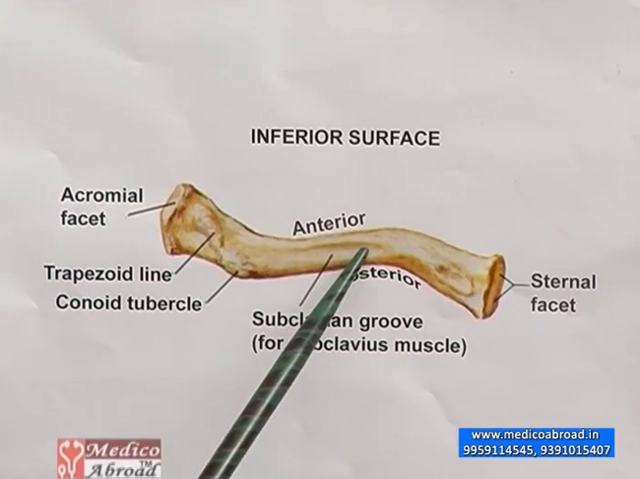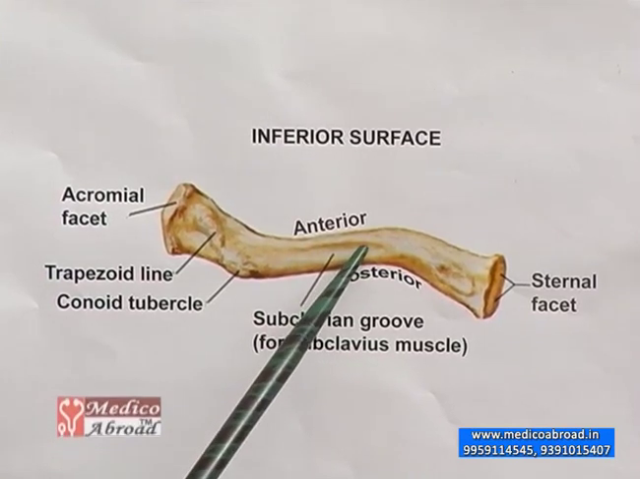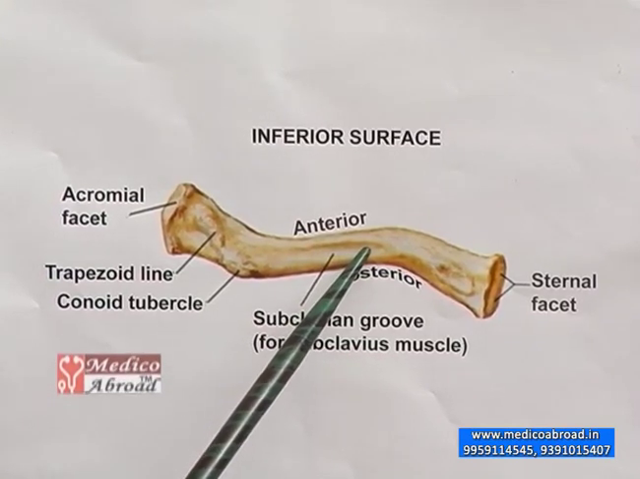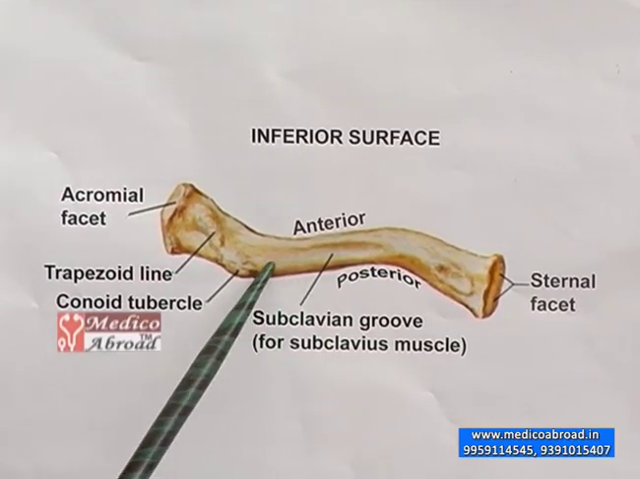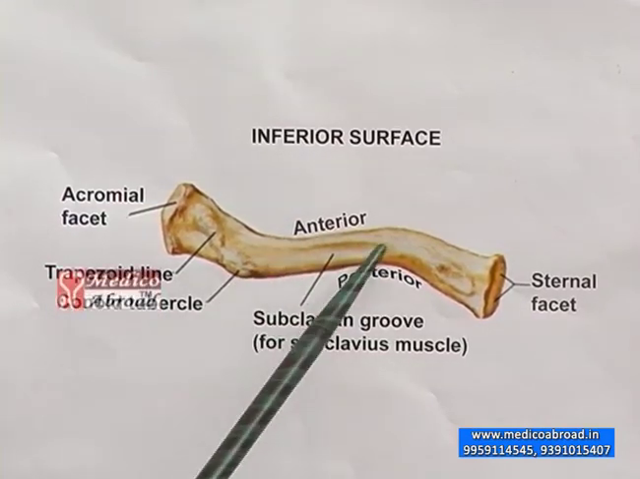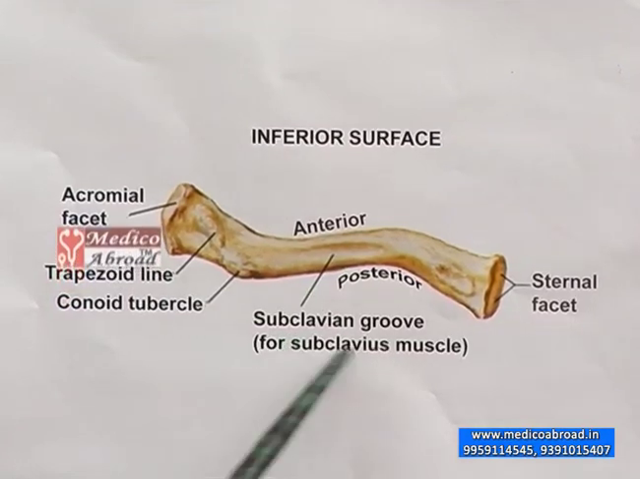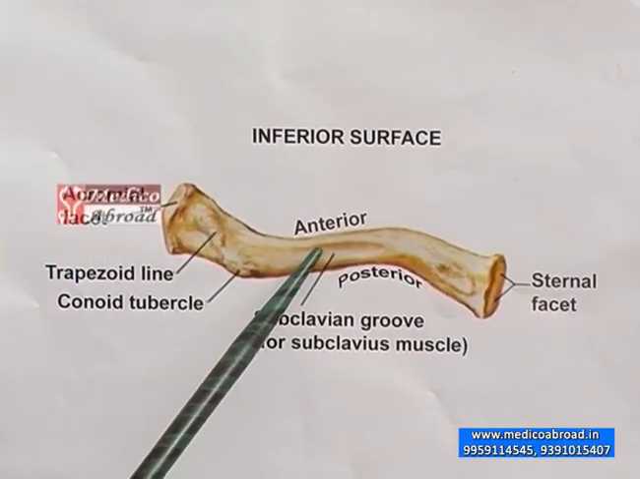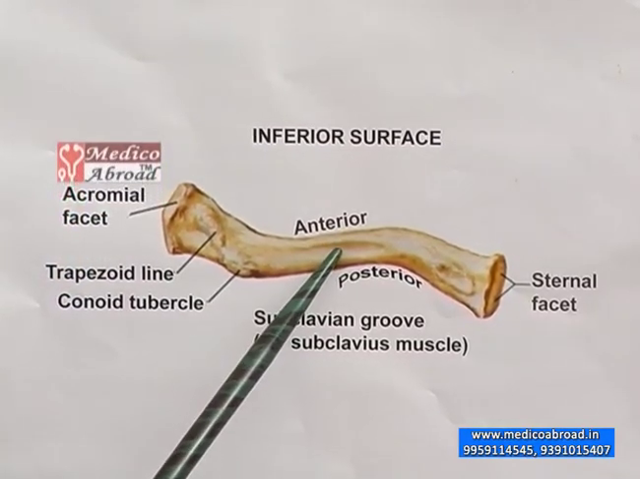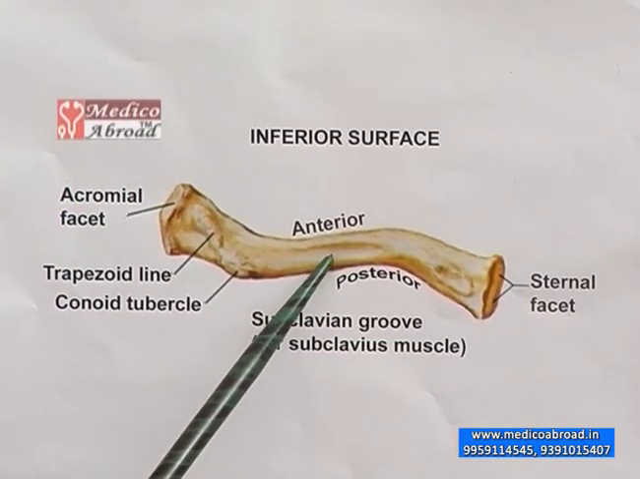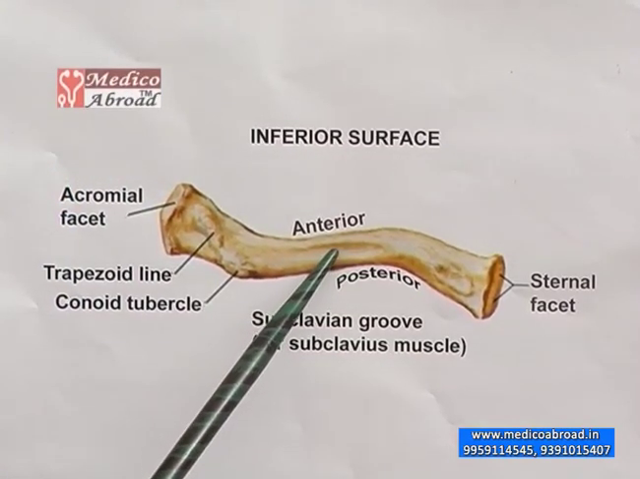If you remember the subclavius muscle, it takes origin at the first rib at the costochondral junction, and this is where it inserts in the subclavian groove. This is the groove for the subclavius muscle, and this holds the clavicle in place. It steadies the clavicle during any motion of the shoulder joint.